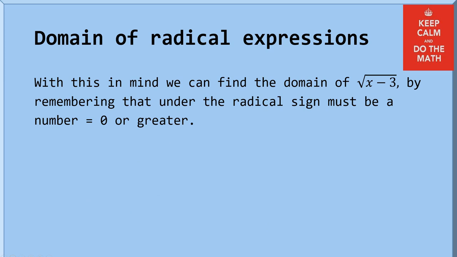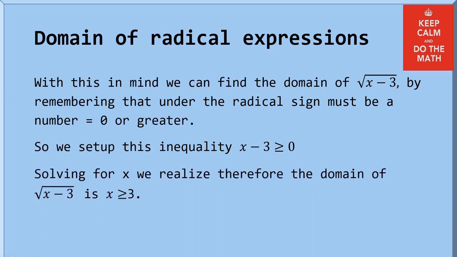With this in mind, though, we can find the domain of the square root of x minus 3 by simply remembering that under the radical sign must be a number equal to 0 or greater. So we set up this inequality. We take x minus 3 is greater than or equal to 0.